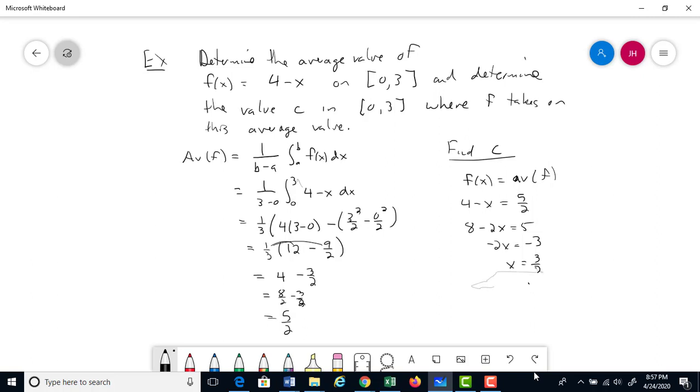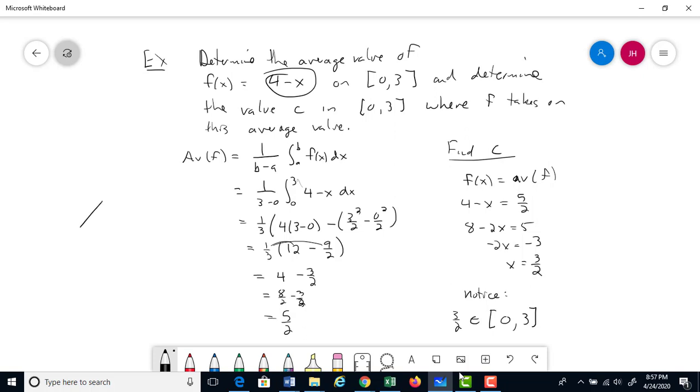Now, notice that this c value is always going to be inside of our interval. Notice that 3 over 2 is an element inside 0 to 3 because it's 1.5. Now it's not always the middle value, it just happens to be the middle value. And the reason why it is the middle value is because this function is linear.